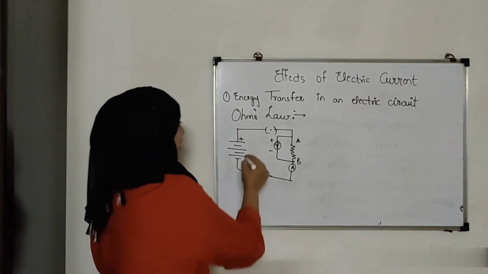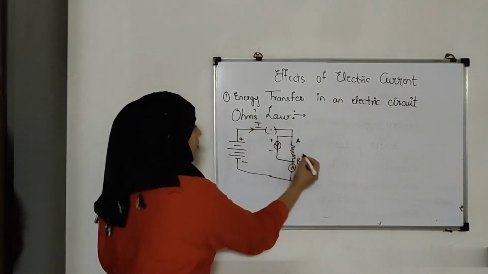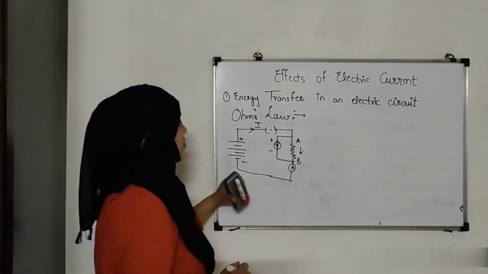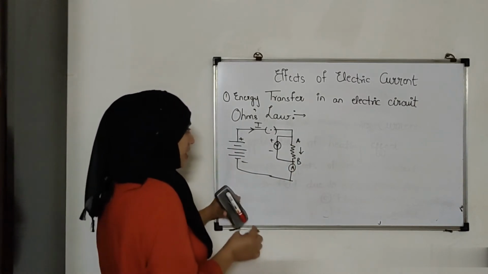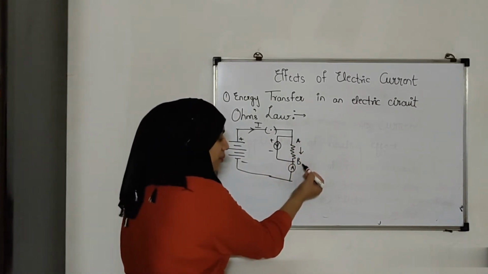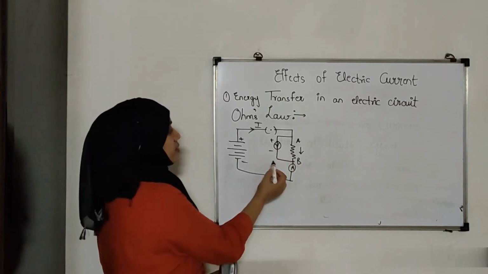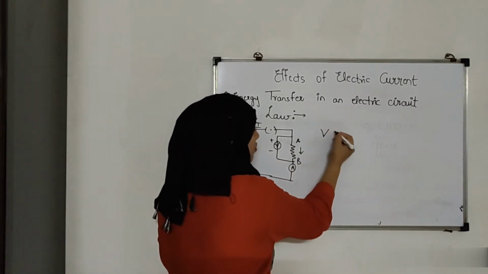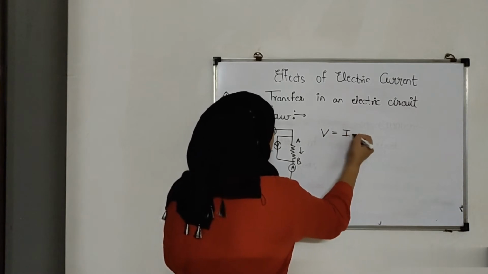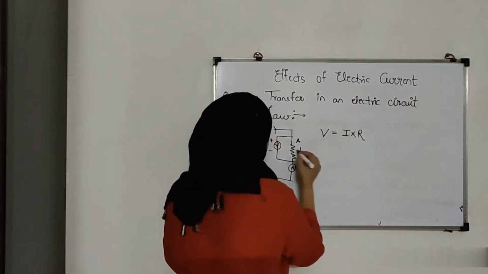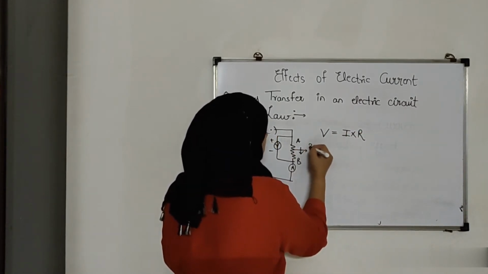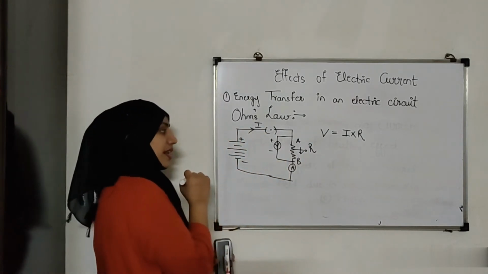So what I see, the current I is passing from A to B in this direction. By the Ohm's law, what we know, the potential difference between point A and B is V. So we know that this potential difference is equal to the current in the circuit into the resistance. This conductor has got a resistance R. This is given by the Ohm's law.